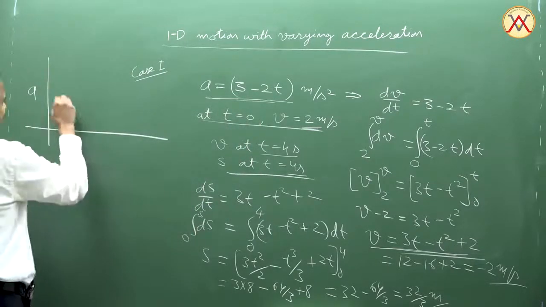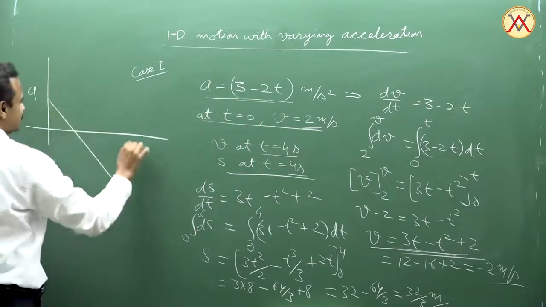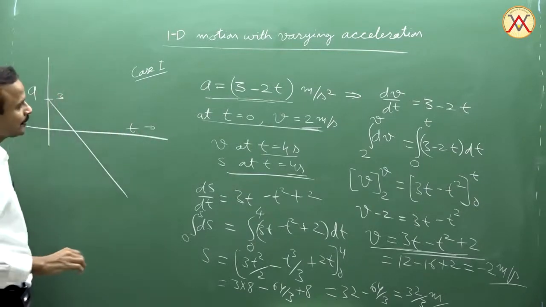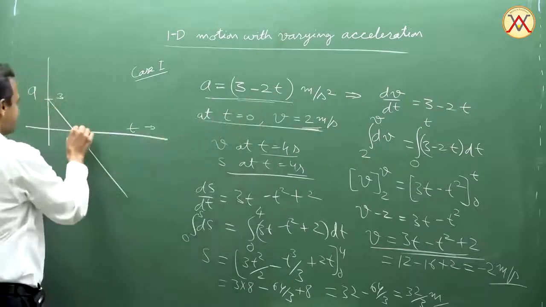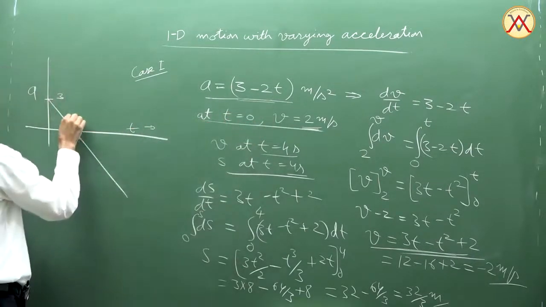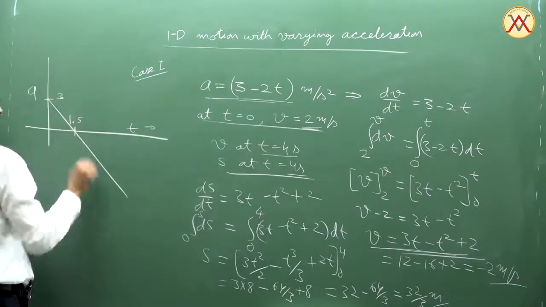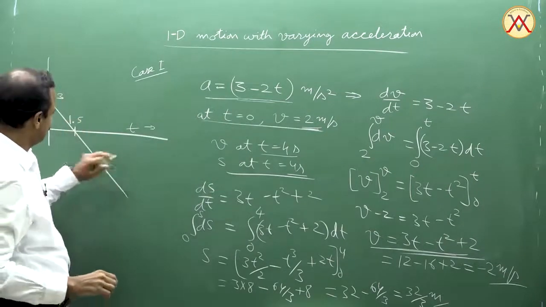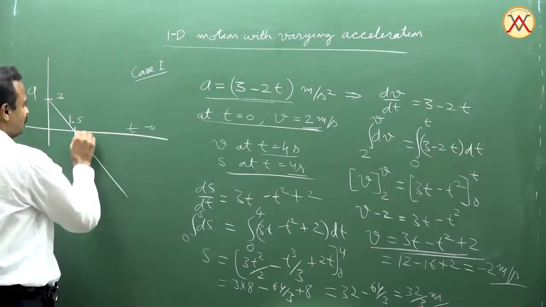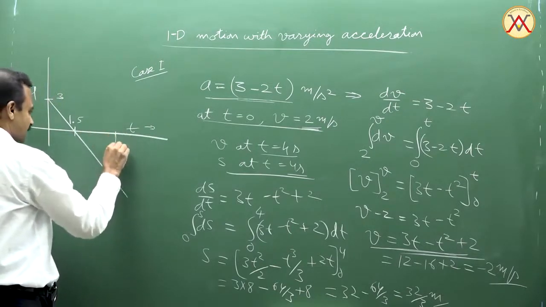So the acceleration time graph will look something like this. Initial acceleration is 3. Acceleration becomes 0 at this point, at 3 by 2, so 1.5 seconds acceleration is 0. We have to find velocity at 4 seconds, so 4 will be somewhere here.